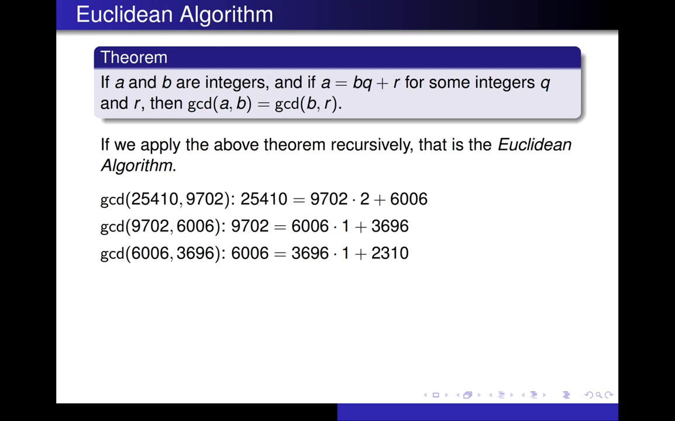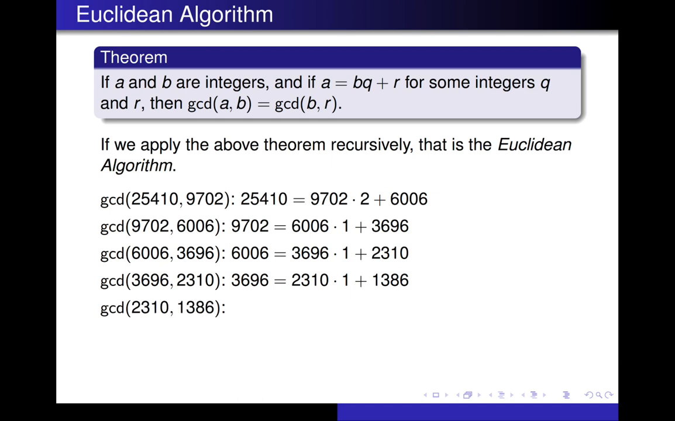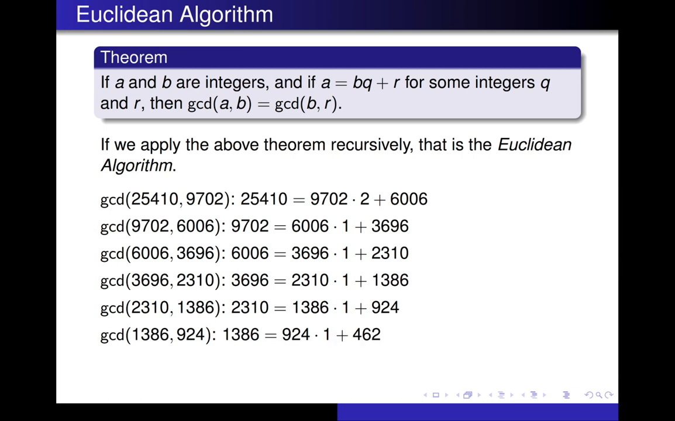We keep on going, right? So 6006 and 3696 gets converted to 3696 and 2310. We use the quotient remainder on that one. 3696 and 2310 get converted to 2310 and 1386. Goodness, we're almost finished with this one. We do it one more time, I believe, right? We get a quotient of 1 and a remainder of 924. So our new GCD, same one as before, but with smaller numbers, is 1386 and 924. I lied, we're going to do one more. Then we end up with 1386 equals 924 times 1 plus 462. Our new GCD is of 924 and 462.